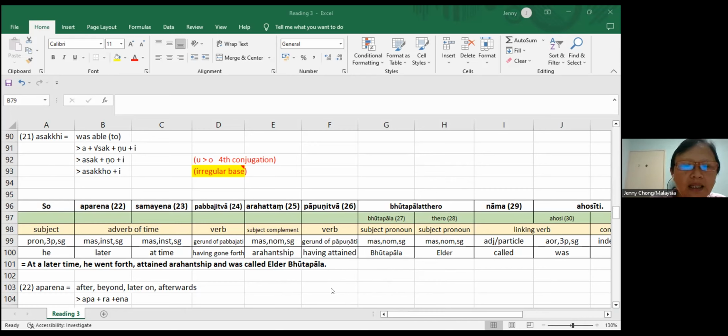Saji, to be honest, I didn't really go and take time to find the meaning of each word. So what I did is that I just plug in whatever meaning that you have given to us into the sentence. Yeah, because I don't want to find time to match back the meaning again. So that's why I just plug in the English meaning. So the subject here is saw, which is a pronoun, third person singular, meaning he. Aparena samayena is an adverb of time, which means later, at a later time.